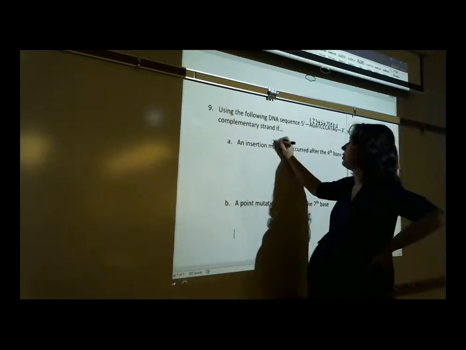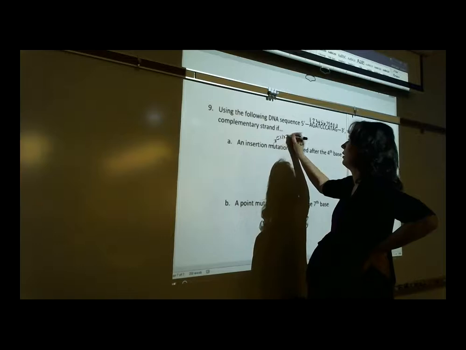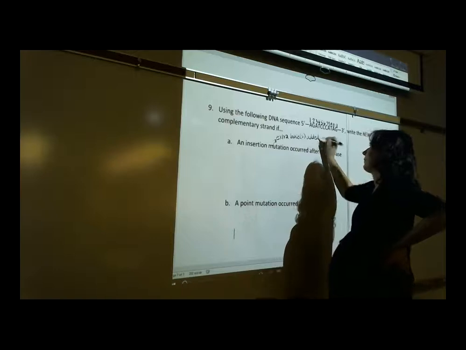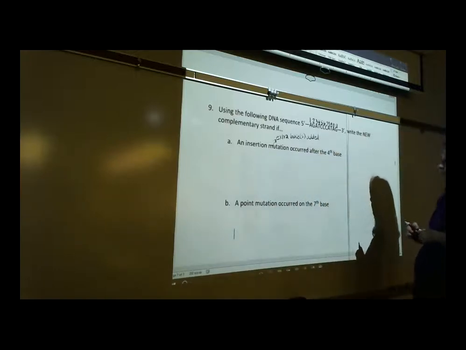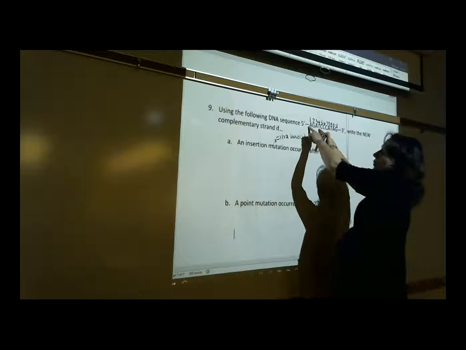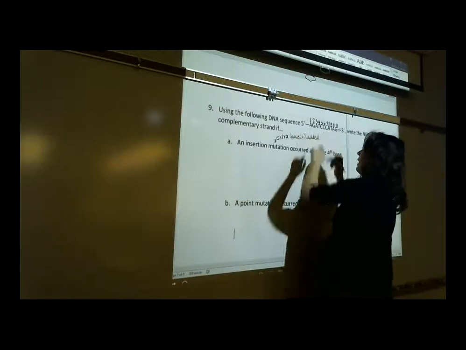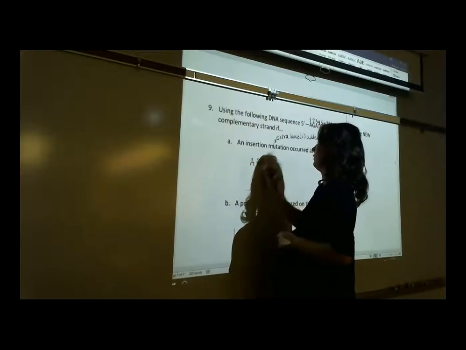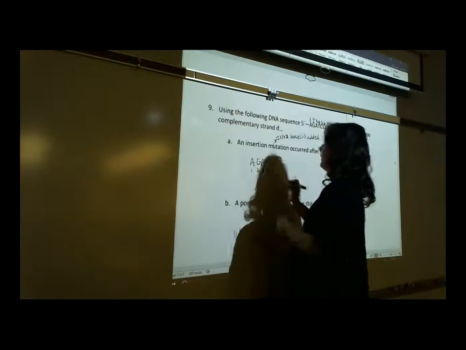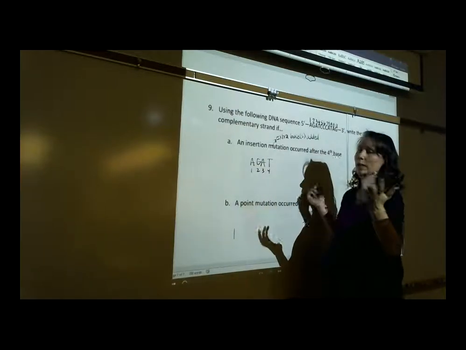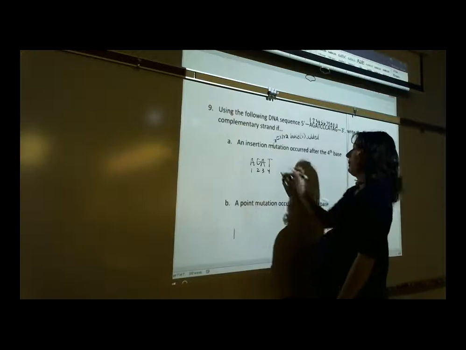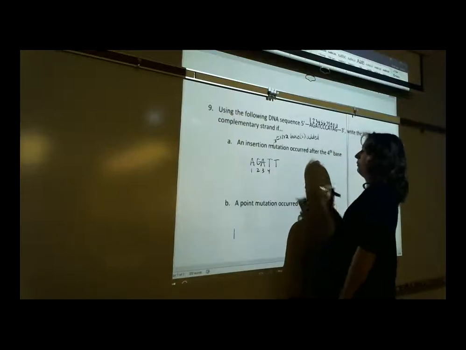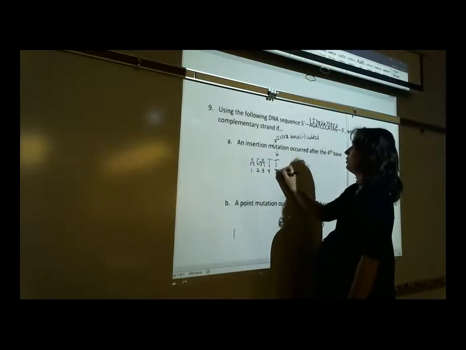So an insertion mutation occurs when you have extra base or bases added. Right? So if we've got an insertion mutation, we're going to draw the same thing we had originally after the 4th base. So AGAT, right? There's 1, 2, 3, 4. And then there's an insertion mutation. So I didn't tell you what to insert, so you can just make up whatever you want. Let's just go with an extra T. T got duplicated, right? That would be your insertion mutation.